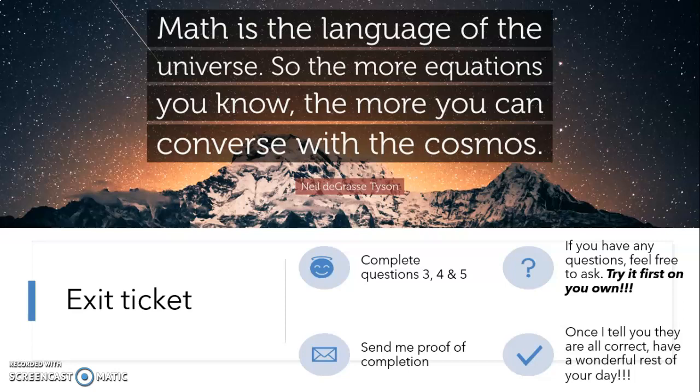Just remember that math is the language of the universe. So the more equations you know, the more you can converse with the cosmos. So a little woo type of quote for the day.